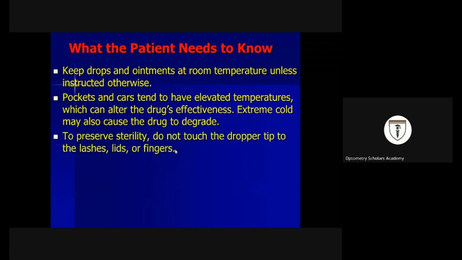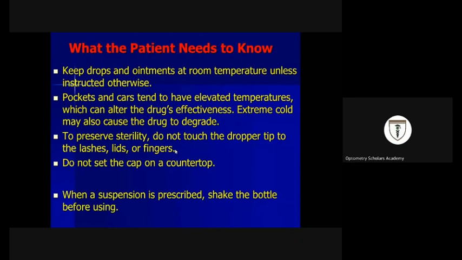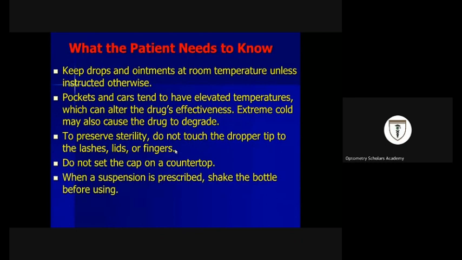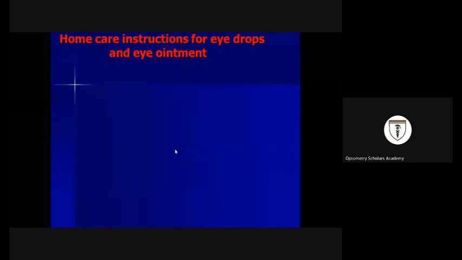To preserve sterility, do not touch the dropper tip of your eye drop to your eyelashes or the patient's lashes, fingers or eyelids, to avoid contamination. Do not set the cap on the countertop. Do not drop the cap on the table, because the table might be contaminated with dust and other microorganisms and it can affect the eye drop. When a suspension is prescribed, shake the bottle very well before using.